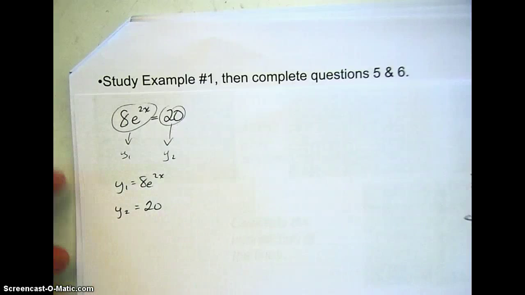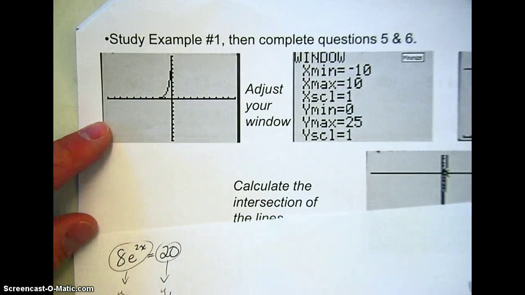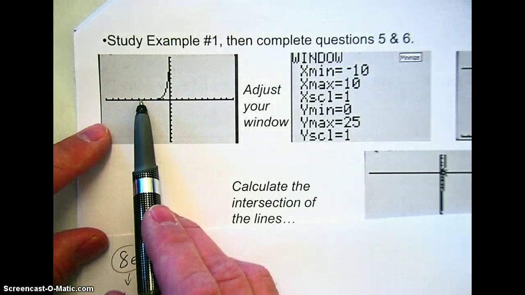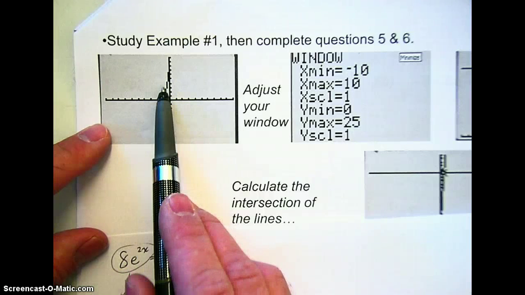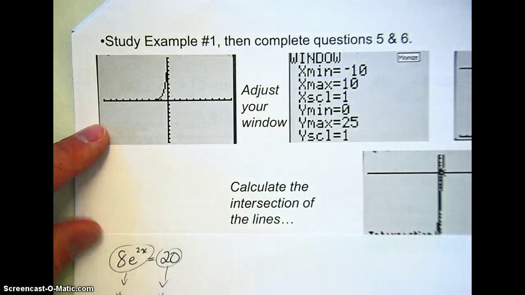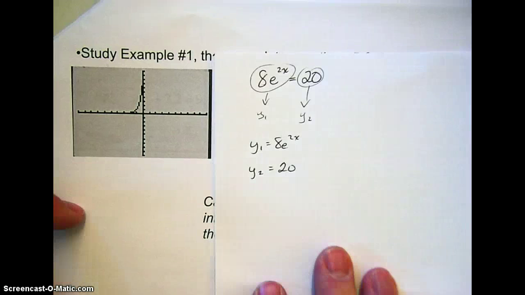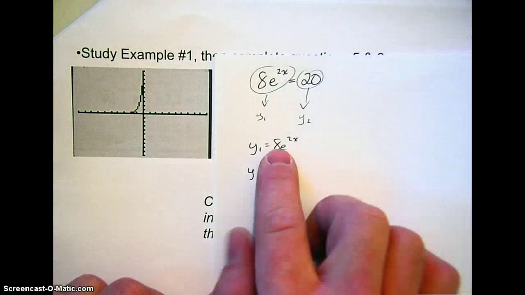So if we graph those, the first part there, that's what you come up with. Okay. How many got that? How many graphed it? Uh-oh. Hey, why don't we graph those two equations right now. So I assume you guys have them graphed now. We have 8e to the 2x equals 20. We've graphed both of these.